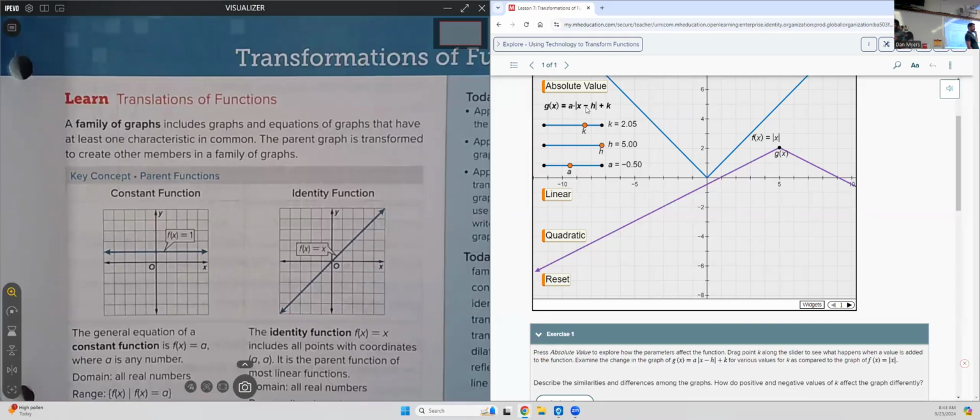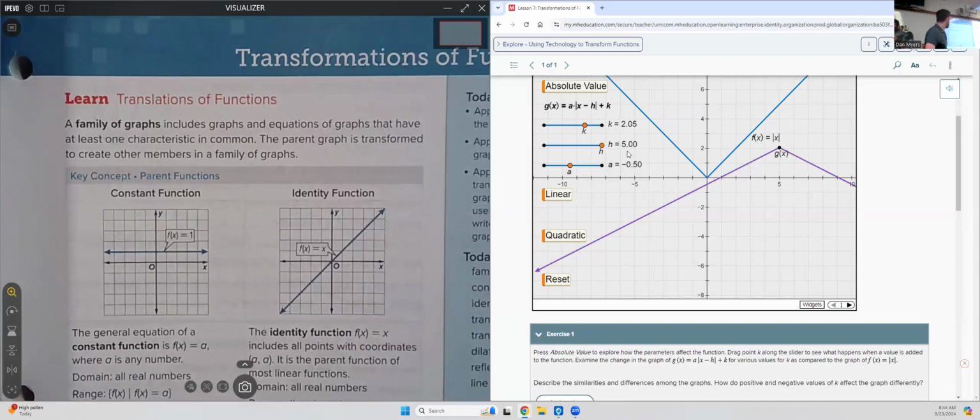If it's a minus, that means h is positive, which means it's moving right. If it's a plus, that means h is negative, which means you're going to the left. It's a little bit backwards from what you might expect.